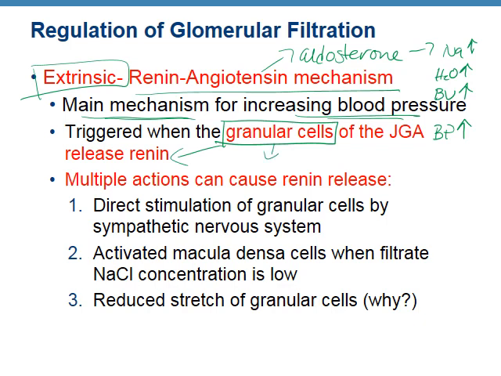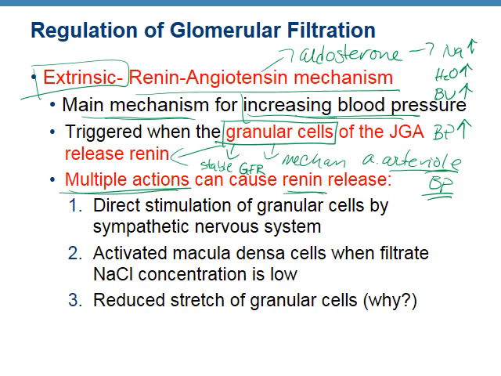Remember, these are those mechanoreceptors, and they're monitoring the afferent arteriole blood pressure. So the granular cells are monitoring the afferent arterial pressure, and they can trigger the release of renin to increase blood pressure. Because remember, these granular cells are trying to keep a stable glomerular filtration rate by monitoring and changing the afferent arterioles that lead into the glomerulus. But there are multiple actions that can cause renin to be released.